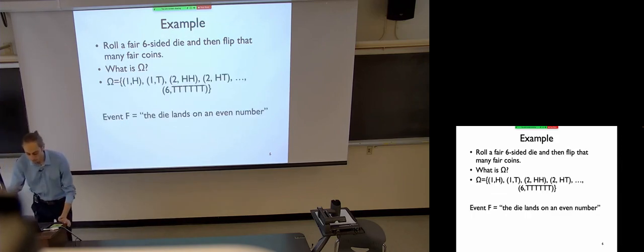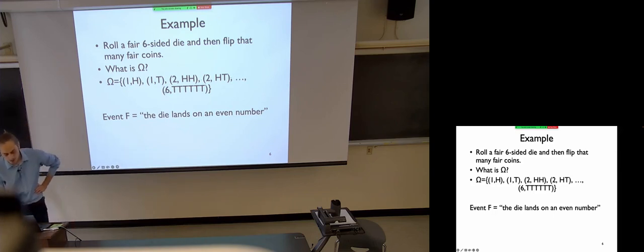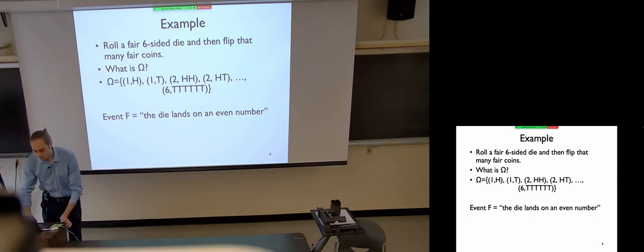So what is omega? It is the set of all pairs. The first is the number we roll with the die. So if you roll a 1, then we flip one coin, so it could be a head or a tail. If you roll number 2, then we can get head head, head tail, tail head, or tail tail, and so on. And if you roll a 6, for example, then we flip 6 coins. So the outcome space is all these pairs, all the possibilities for rolling a die and for flipping the coins.